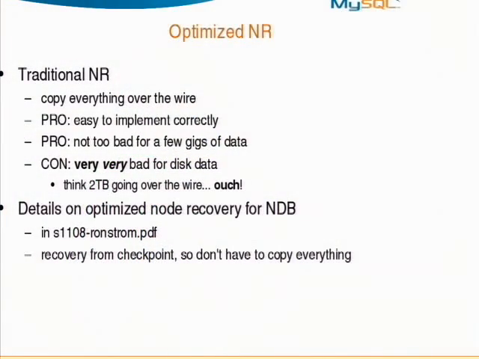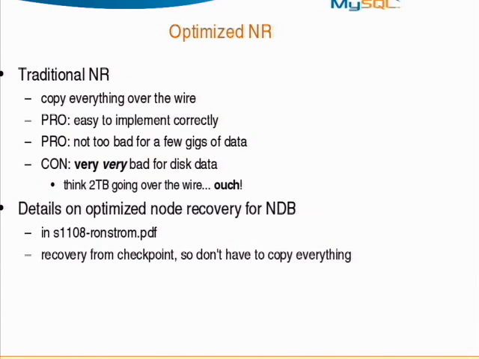We've also added optimized node recovery. So traditional node recovery that I talked about before copies everything over the wire, which isn't too bad for a main memory database because a couple of gigs over a wire isn't too bad. The advantage of this was, of course, that it was easy to implement and get correct. It's not too bad for a few gigs of data. Of course, the bad side is it's very, very bad for disk data, when you suddenly have a lot more data having to be copied over the wire.